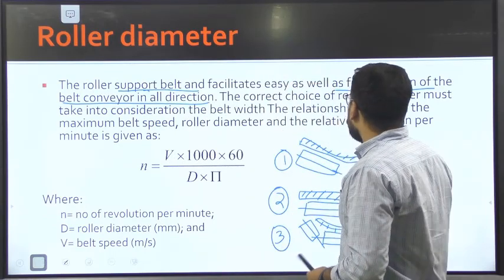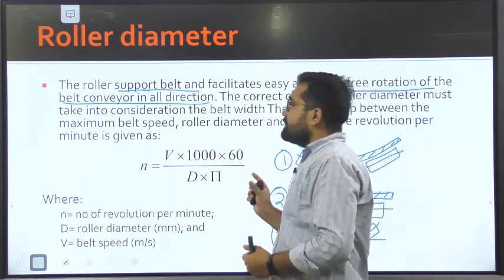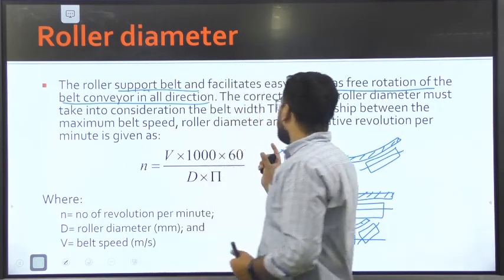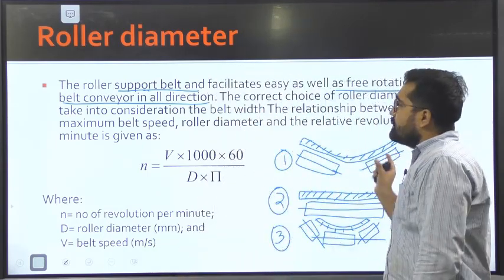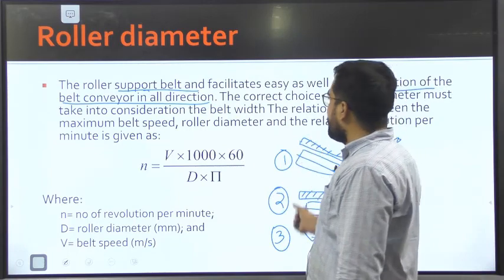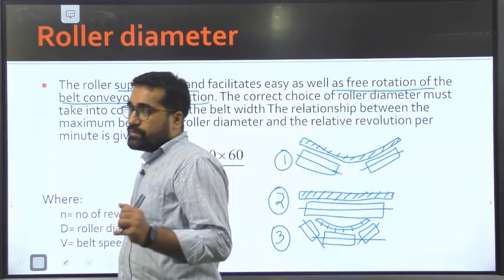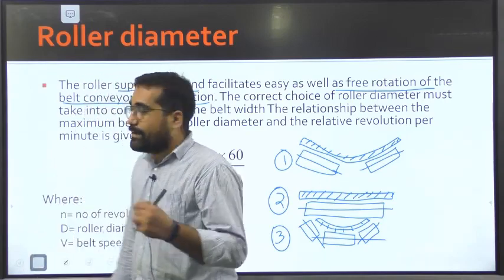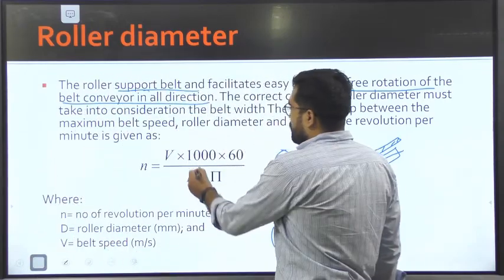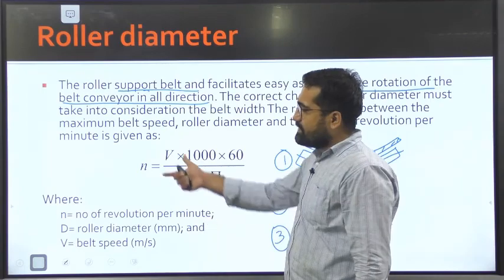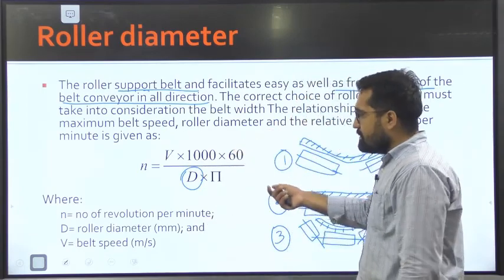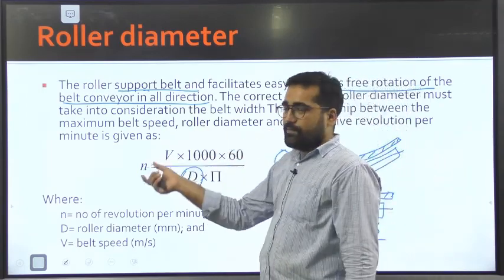The correct choice of roller diameter must take into consideration the belt width. The relationship between the maximum belt speed, roller diameter and relative revolutions per minute is given below. So we have to find out the roller diameter here. Okay, so this we have to find out. The remaining things we will just get from the practical equations.